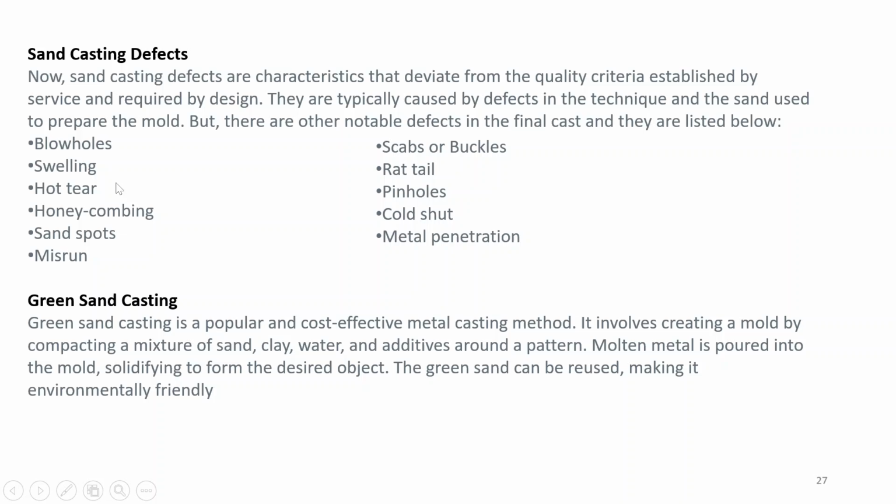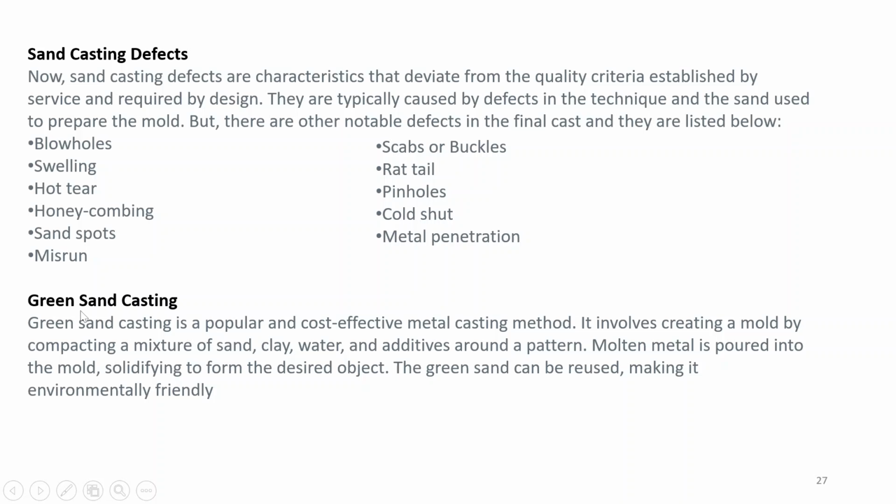So these are various defects such as blowholes, swelling, hot tear, honeycombing, sand spots, misruns. A misrun will be the incomplete filling of certain cavities, and in detail we'll be talking about these next week. So in the next few lectures we'll be talking about casting defects. Next you have scabs and buckles, rat tail, pinholes, cold shut, metal penetration, etc.